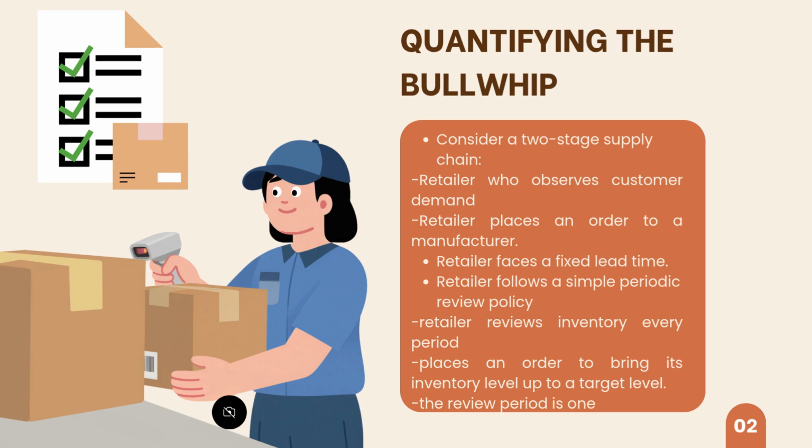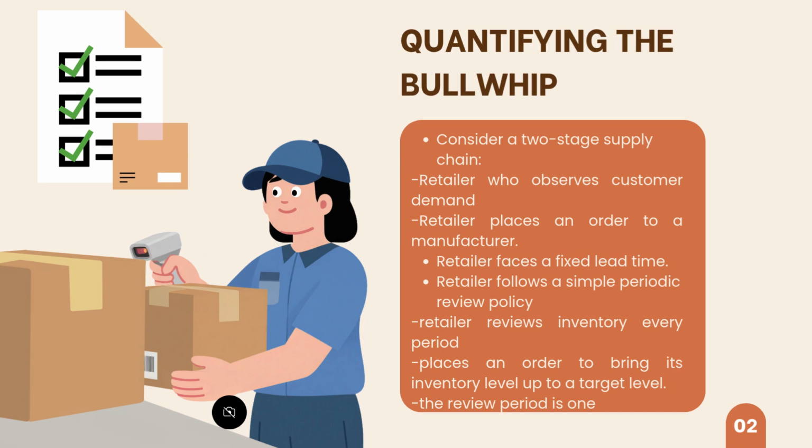The retailer faces a fixed lead time. Lead time refers to the time taken for an order to arrive after it is placed. A fixed lead time means the delivery time is always the same. For example, if the lead time is 2 weeks, every order will arrive exactly after 2 weeks.